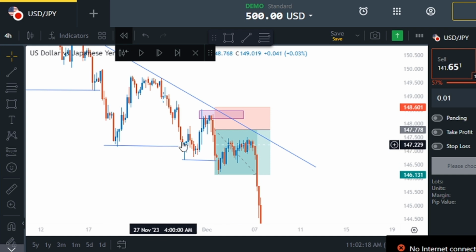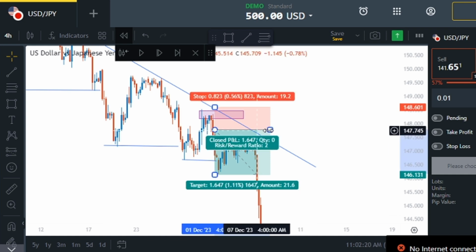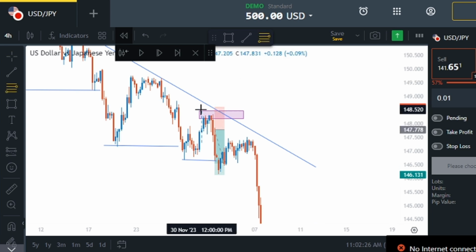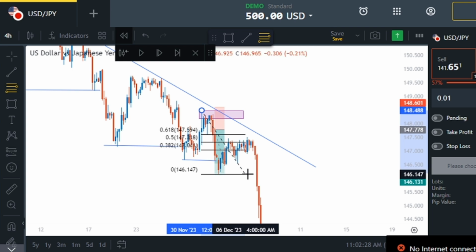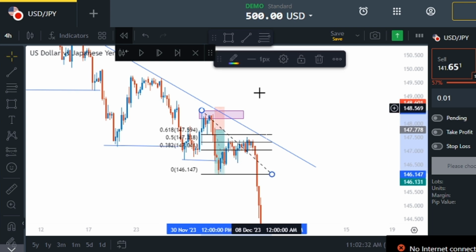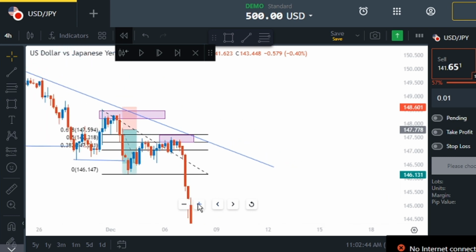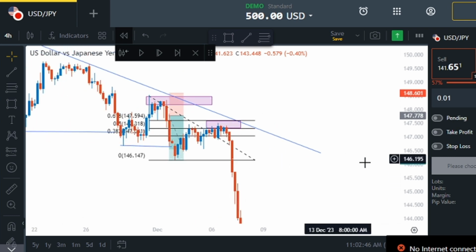Let me reduce this one to this level. We can look for another entry. We just take our Fibonacci and mark from the high, which is this, to this low, then we extend it. Now, where do we look for our entry? We look for our entry area at 0.5 to 0.61. What can you see? The market has come to that level. Can you see that?